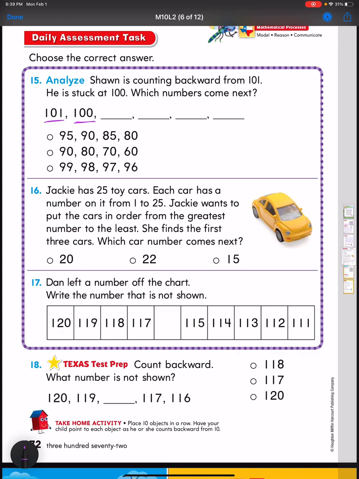I want to know the number that comes before 100. What's one less than 100? If I had 100 and I took one away, I'd be left with 99. And if I took one away, I decreased by 1, I now have 98. 97. 96. So 100, 99, 98, 97, 96. And I'm going to find the answer choice that matches what I filled in. And that would be this one.